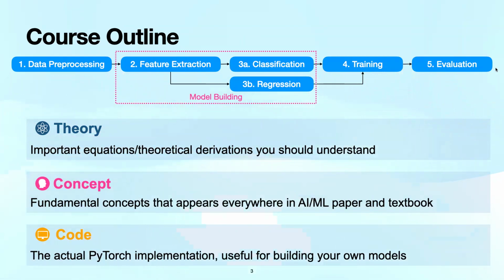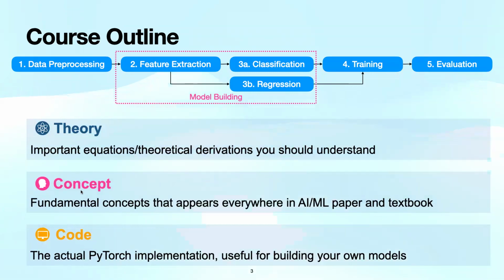Throughout this lecture, I will use 3 kinds of blocks to outline different kinds of content. The first one, a dark blue block, is theory. It contains important equations or theoretical derivations that you should understand to understand the mechanism behind machine learning. The second, this magenta block, is called concept. These are some of the fundamental concepts that I'm going to mention that show up in all the different places in the machine learning world.